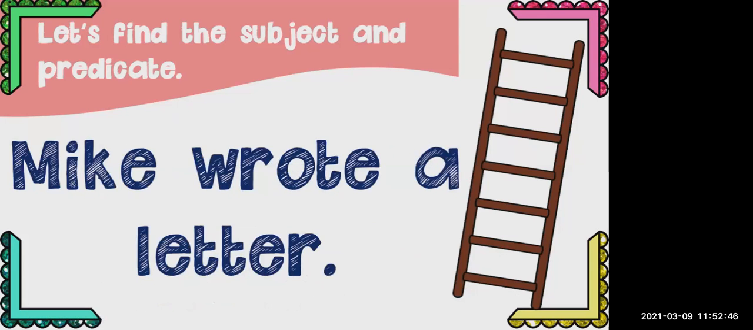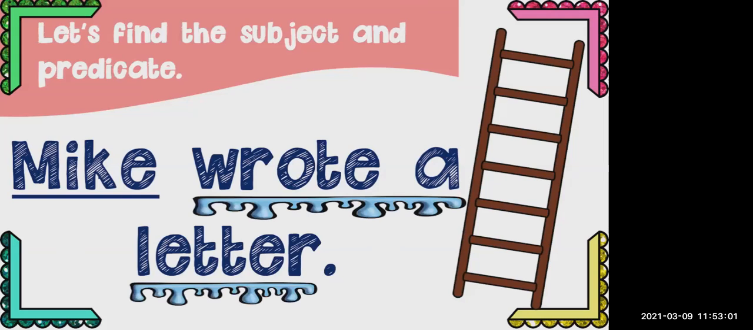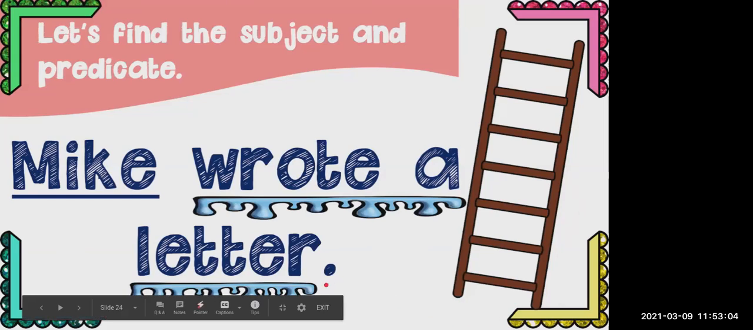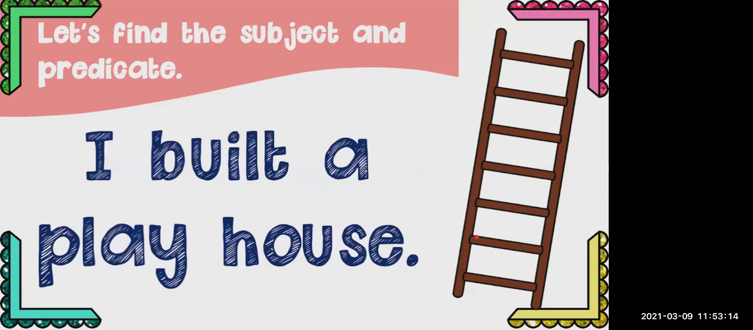The next sentence, Mike wrote a letter. What is the subject of that sentence? What's the predicate of that sentence? So the subject is Mike. What did Mike do? He wrote a letter. So that is the predicate. Mike is the subject. Wrote a letter is the predicate. So if your partner got it right, they get to move up. I built a playhouse. What is the subject and predicate of that sentence?